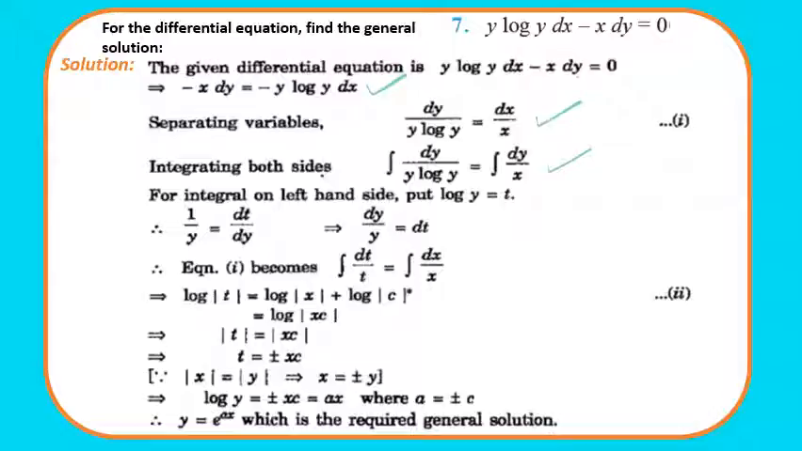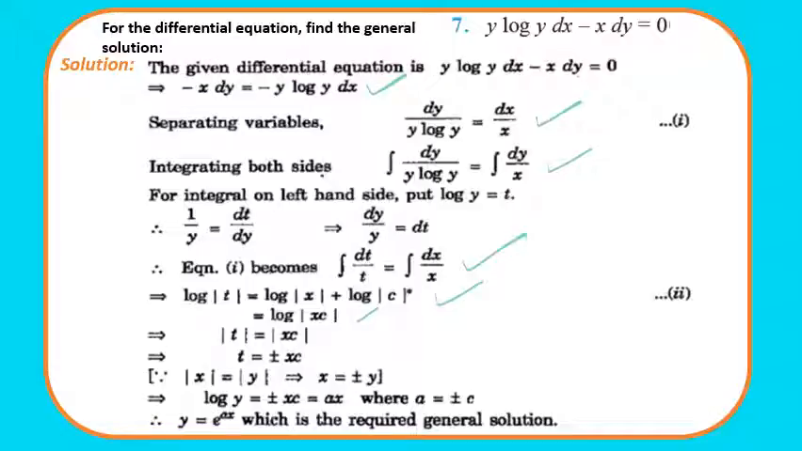For the left hand side we have taken log y equals to t, so we get 1 upon y dt upon dy is equal to 1 upon y dy equals to dt. So equation 1 becomes integral dt upon t equals to integral dx upon x, which can be written as log t is equal to log x plus log c. Why log c? Because we have log t and log c, so we are taking the constant as log for the simplification of calculation. So log x plus log c will become log of x into c, so t is equal to xc.